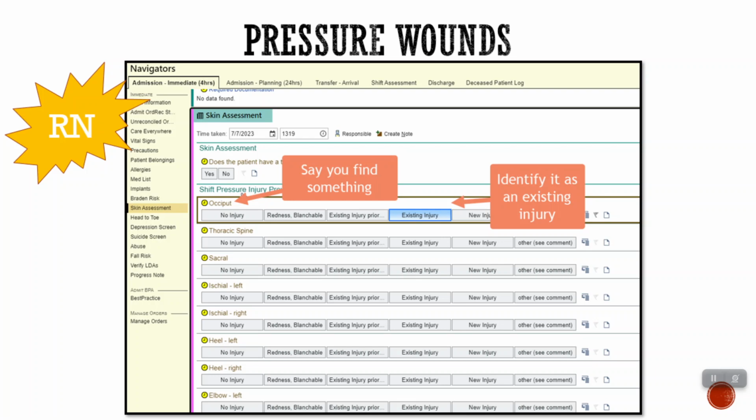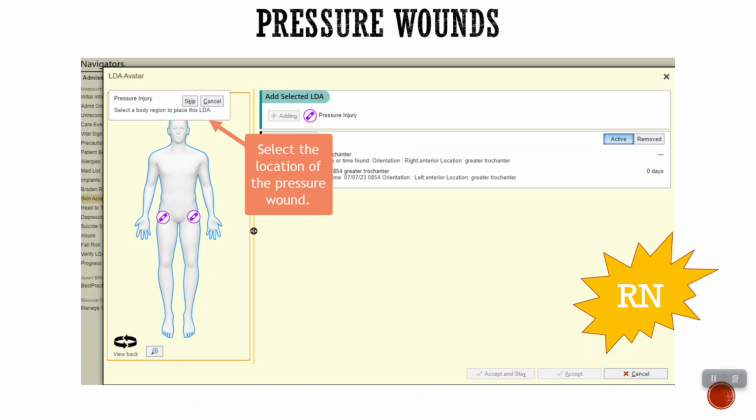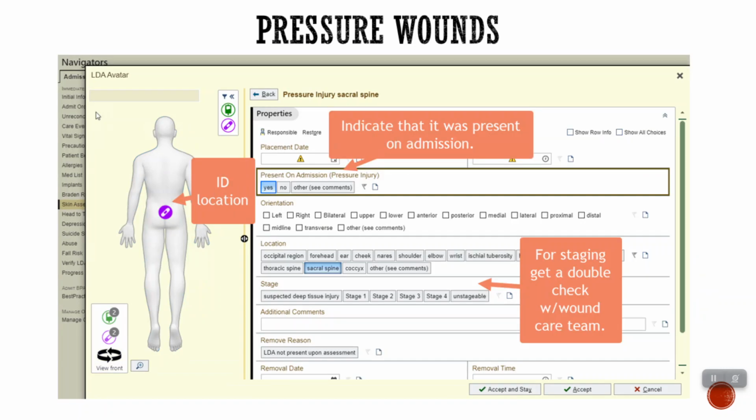So if it's on assessment, say you found it. And when you have identified that on admission, select the location of the pressure wound. So you identify the location, indicate that it was present on admission, and for staging, get a double check, because a lot of individuals have challenges with pressure staging. So get a friend, get one of the wound care nurses, and ask for assistance in staging.